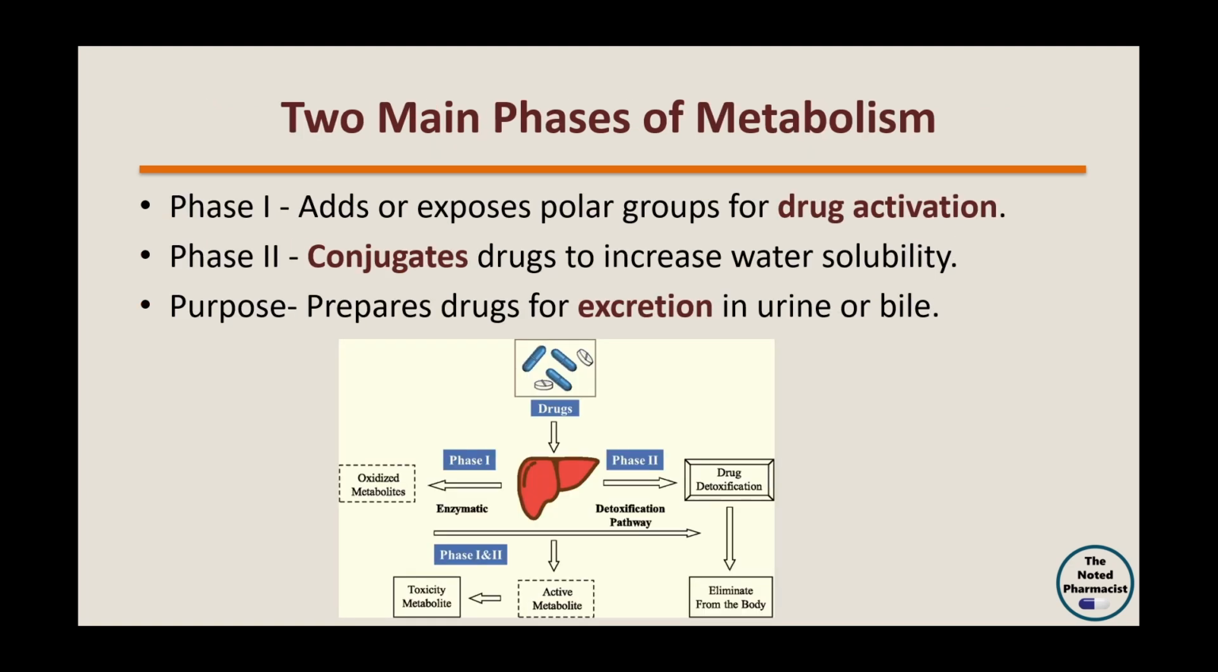Phase 1 metabolism involves chemical reactions like oxidation, reduction, or hydrolysis that add or expose polar groups on drugs, preparing them for further processing. Phase 2 metabolism enhances this by conjugating drugs with polar molecules such as glucuronic acid, increasing their water solubility. Together, these phases optimize drugs for efficient excretion through urine or bile.